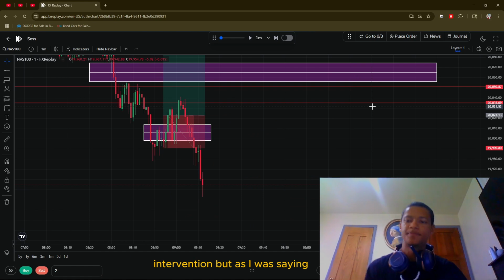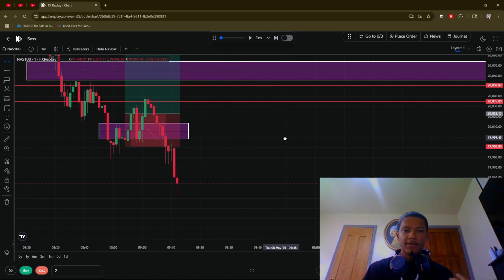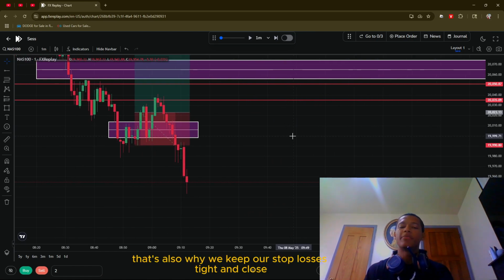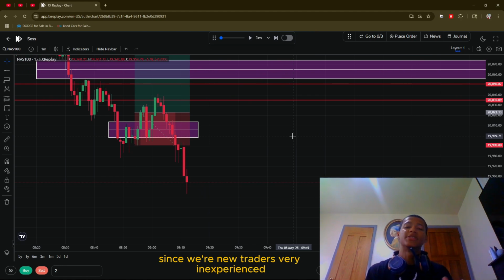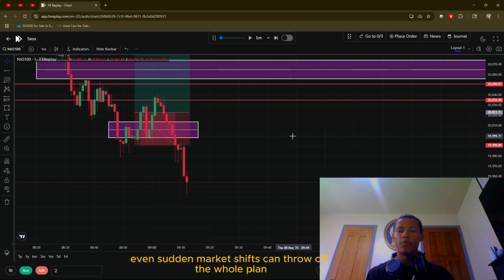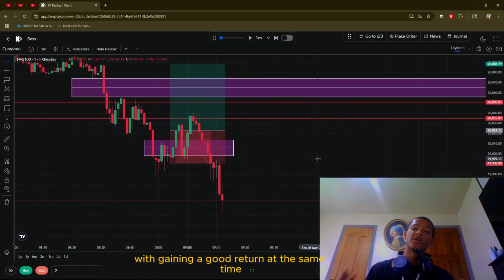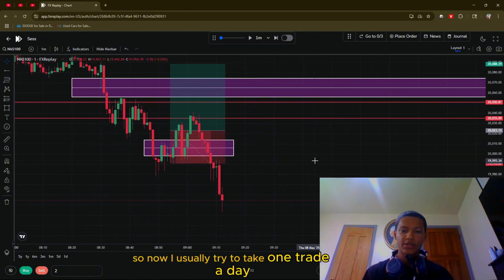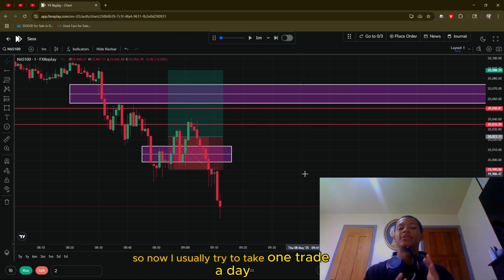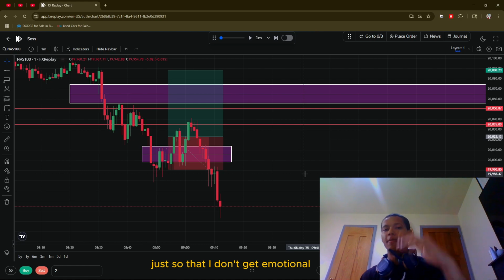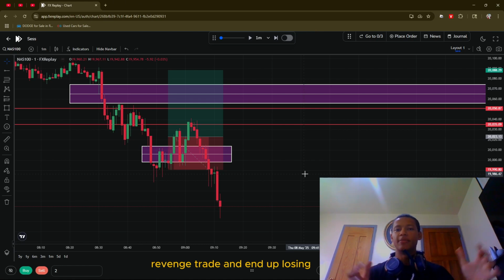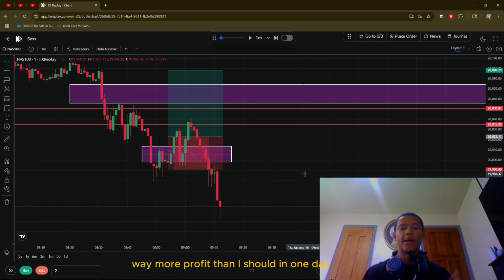But as I was saying, that's also why we keep our stop losses tight and close. Since we're new traders, very inexperienced, even sudden market shifts can throw off the whole plan. So we want to lose as little as possible while gaining a good return at the same time. So now I usually try to take one trade a day just so that I don't get emotional, take a revenge trade, and end up losing way more than I should in one day.